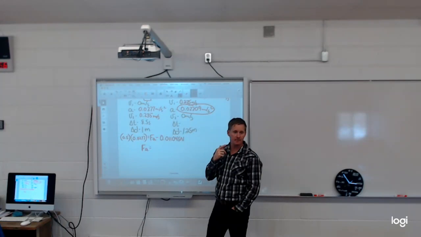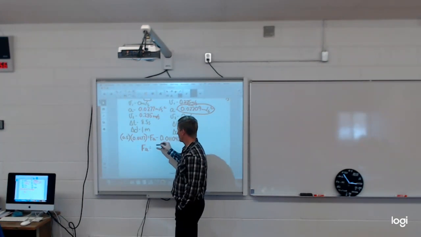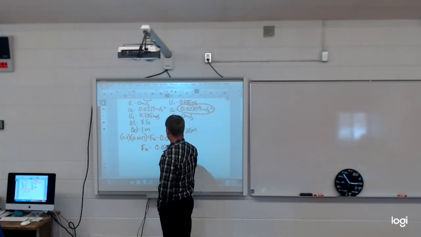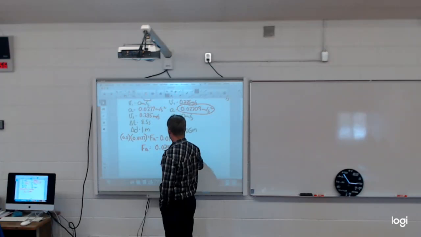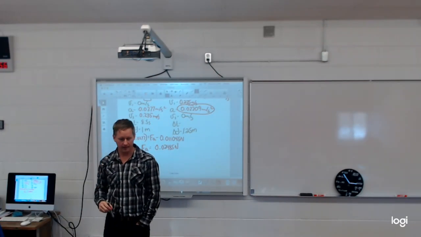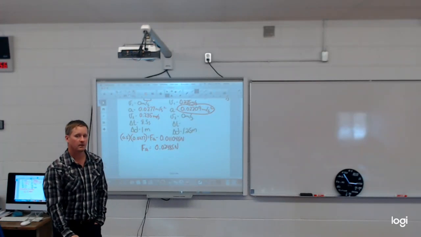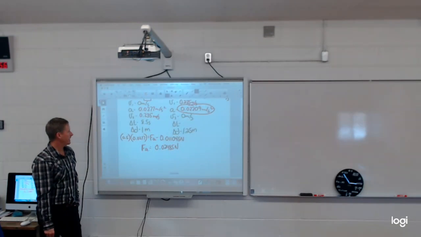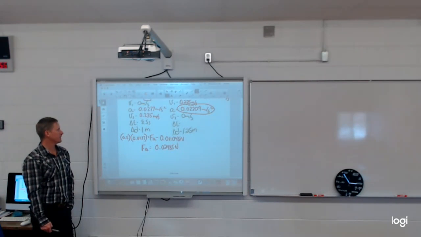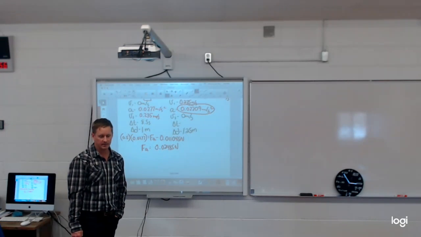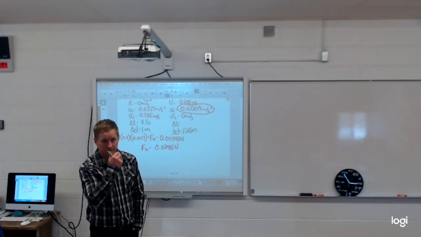0.02485. Still not the right answer. I think we have double what we're supposed to. So we made an error somewhere along the way. Why do we have double? Oh wait, no, I see what I did wrong. I didn't multiply those two. I added them.